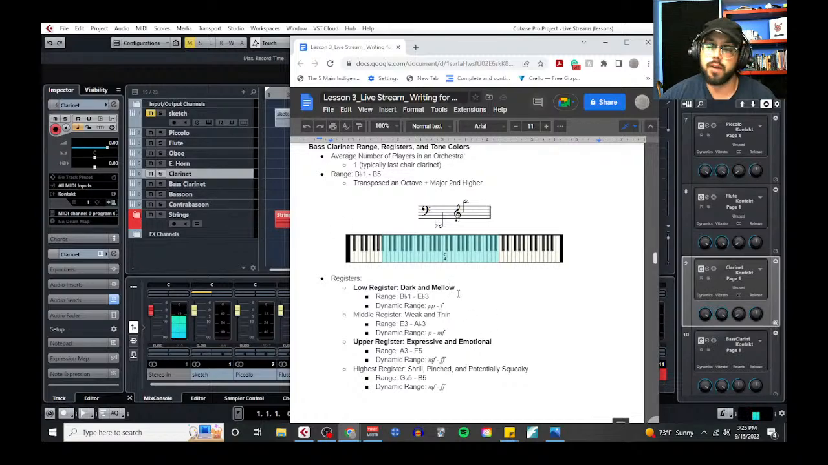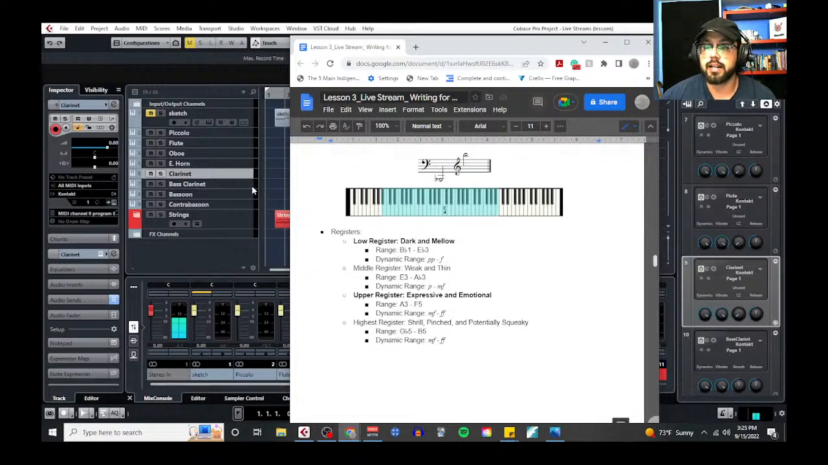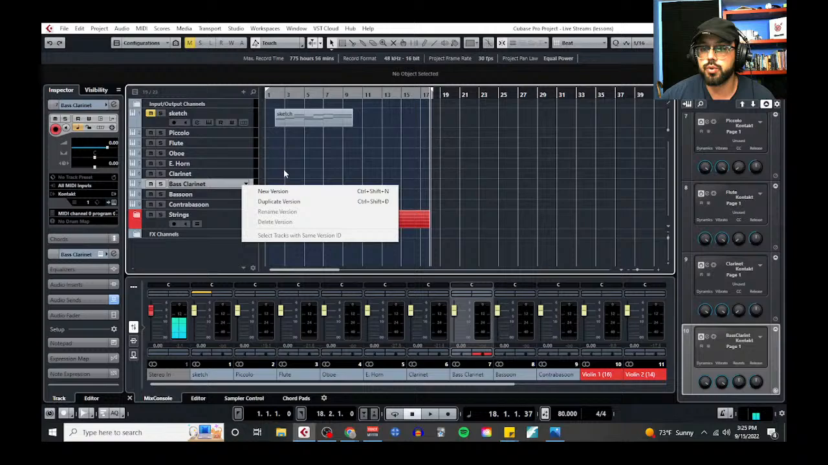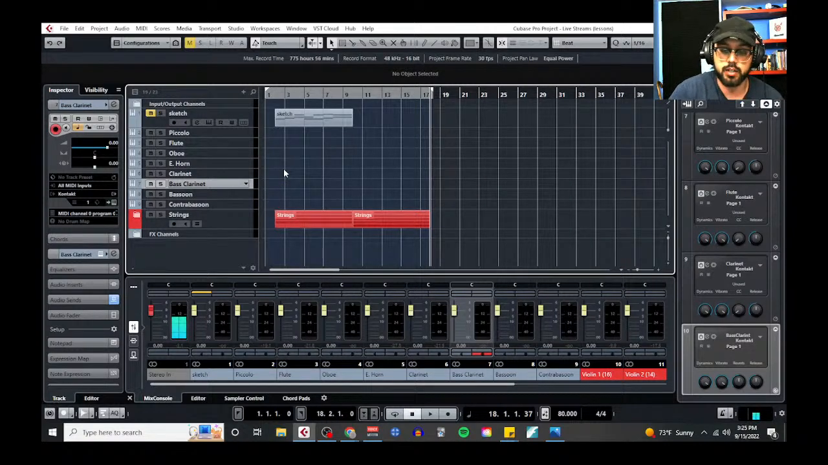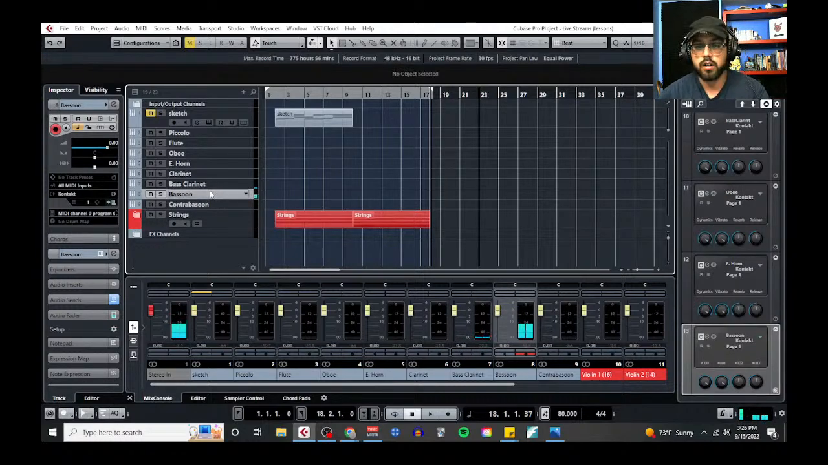For the sake of brevity, since you will have access to these notes afterwards, the one thing I'll say about the bass clarinet is it's one of two primary bass instruments for the woodwind family. Compared to the bassoon, which is the other one, the bass clarinet has a somewhat softer sound, whereas the bassoon is going to have a much harsher, heavier sound.